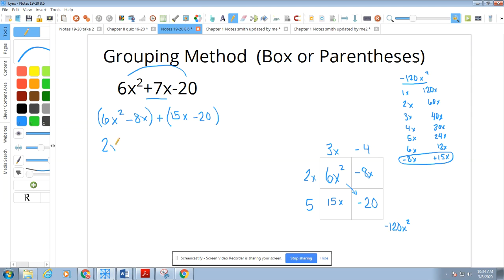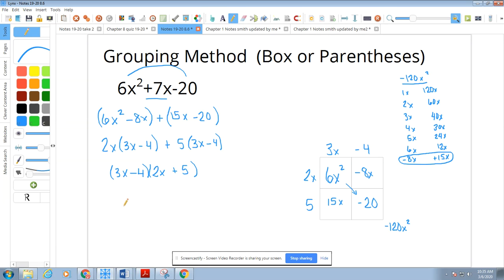Then I pull out the GCF. Then I pull out the GCF of the other group. We notice that now what's in our parentheses are the same thing. That becomes my GCF. So if I divide out 3x minus 4, I would be left with 2x plus 5. And those are the exact same factors I got over here using the box method.